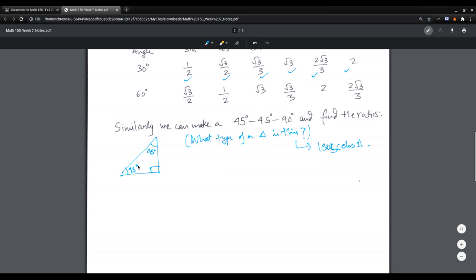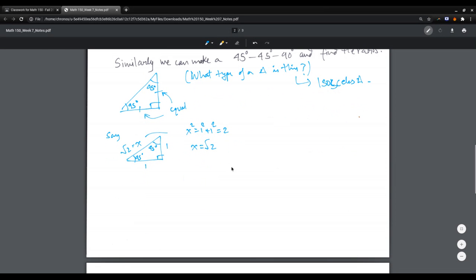When two angles are equal, then the side opposite them is also equal. So these are equal. So let's say that I make this triangle and I make both of them equal to 1. Then I can find x, because x squared is 1 squared plus 1 squared, which is 2. So x is square root of 2. So this is square root of 2.